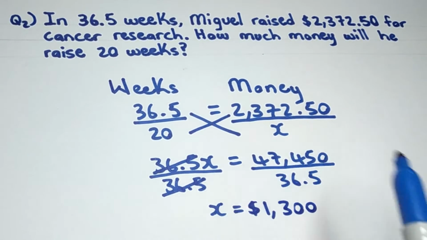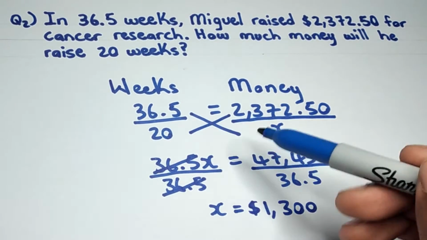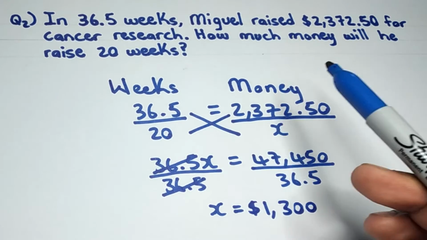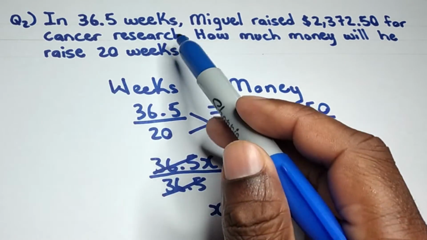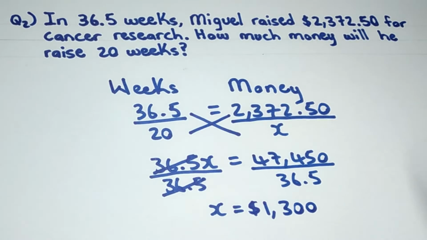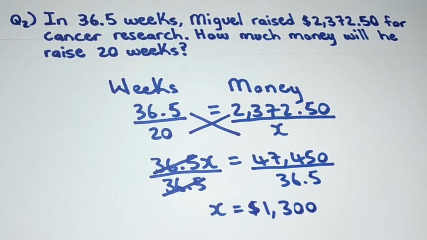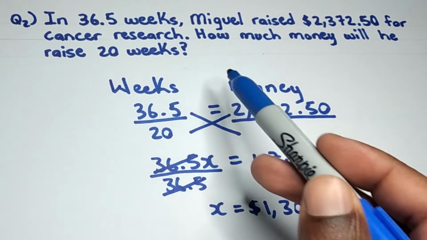And what you guys can always do, you can put this in a statement if you so choose to give clarity to what you would have done up here. All right, so you can say, therefore, Miguel would raise $1,300 for his cancer research in a 20 weeks period. All right, so if you so choose to, you can do that as well. All right, just to give clarity to the calculations that you would have performed here.